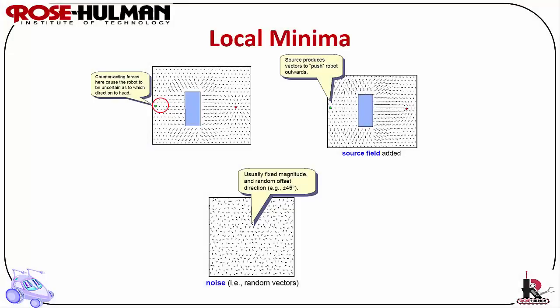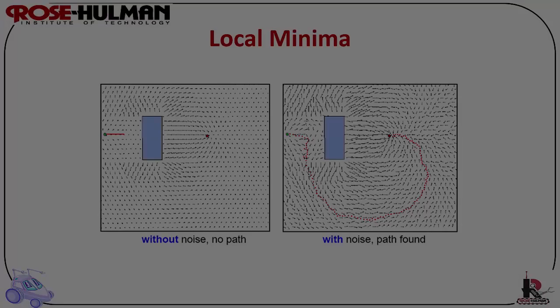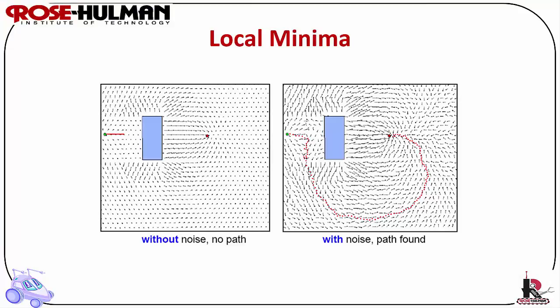Local minima. A local minima occurs when the robot gets stuck due to counteracting forces. To overcome a local minima, add a field from the source to push away from it, introduce noise into the environment, and the outward source may still lead to local minima, but noise may overcome this. Here is an example of injecting noise in order to move the robot to the goal. Notice sometimes it's also possible to use a timer or a state machine to cause the robot to switch states to get to the goal.